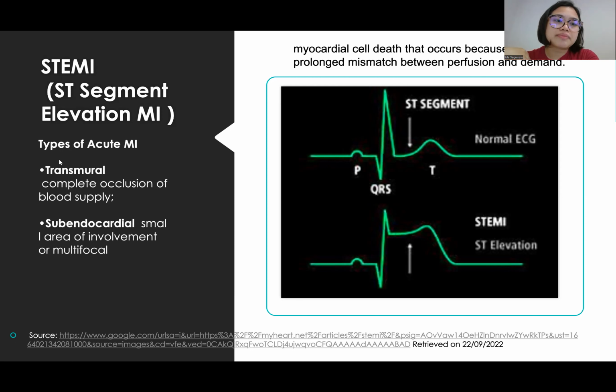There are actually two types of acute MI. There's the transmural MI, where there's complete occlusion of blood supply, and subendocardial MI, where there are smaller areas of involvement, or the involvement of the tissue damage is multifocal.